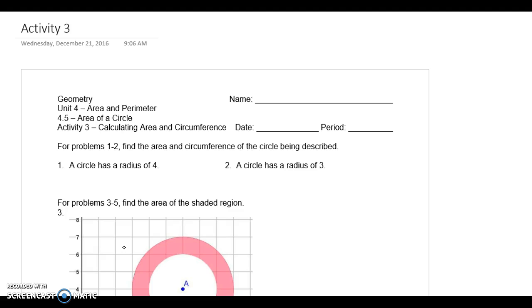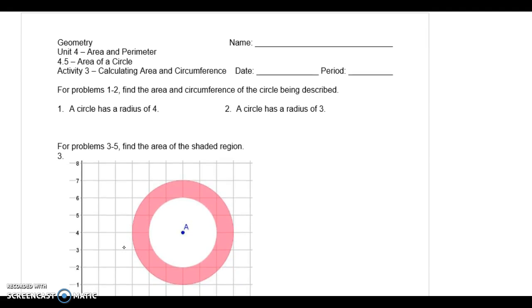So now let's apply it. In problems 1 and 2, we want to find the area and circumference of the circle being described. We're going to leave our answer in terms of pi. We're not going to do any rounding or anything like that. So a circle has a radius of 4. So the area is pi times 4 squared, which is 16 pi. And the circumference is 2 times pi times 4, which is 8 pi.